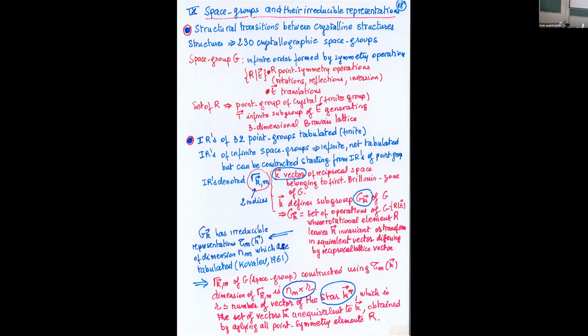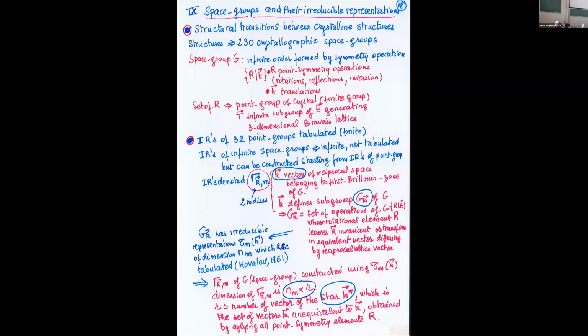So the irreducible representations of the 32 point groups have been tabulated, because they are finite. The irreducible representations of the infinite space group are infinite, and so they have not been tabulated, but they can be constructed starting from the irreducible representations of the point group. How do you construct that?